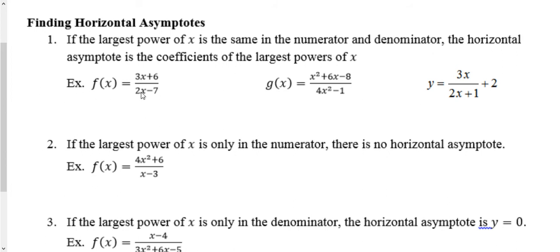So I got 3x versus 2x. Both of these have the same degree. Their degrees are 1 each. And so because they are 1 and 1, all I do is look at that coefficient, 3 and 2, and that's now going to be my horizontal asymptote. So I can say something like HA, short for horizontal asymptote, is going to be at y equals 3 over 2.